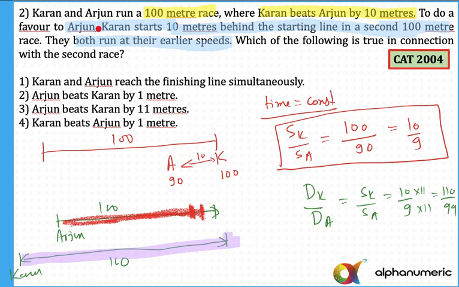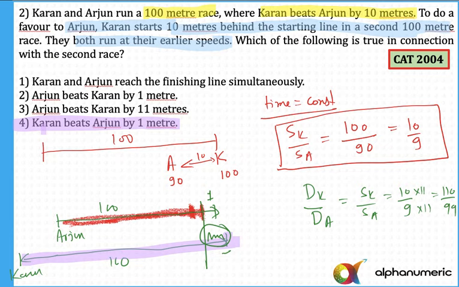Arjun still needs to travel how many more meters? One more meter. 99 plus 1 is 100. So when Karan has traveled 110, Arjun has traveled 99. So the gap between these two is of how many meters? 1 meter. So the correct answer for this question is Karan beats Arjun by 1 meter. So I hope that this is also clear.